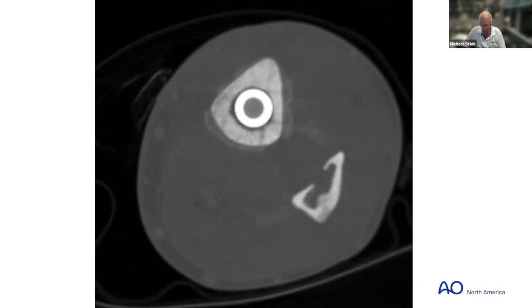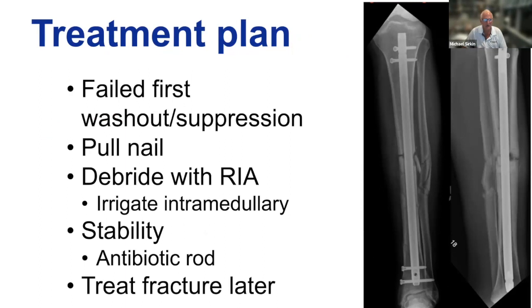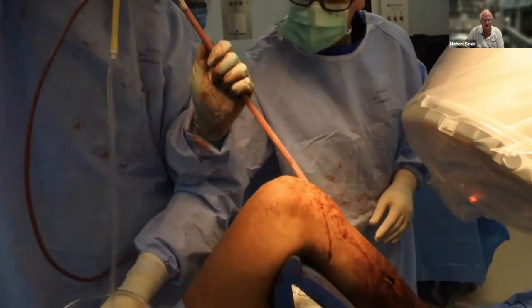And Leah was, I think, absolutely correct. We're not going to do that. We're going to change the treatment plan. We're going to take out the nail. We're going to debride with the RIA. We're going to irrigate intramedullary. We're going to get stability with an antibiotic rod and treat the fracture later.